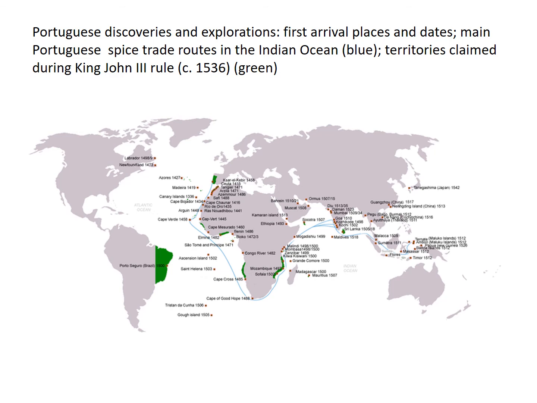You see here all throughout this map. You can study it more closely on your own. The main Portuguese spice trade routes in the Indian Ocean are in blue. Territories claimed during King John III's rule in the 1530s are in green.